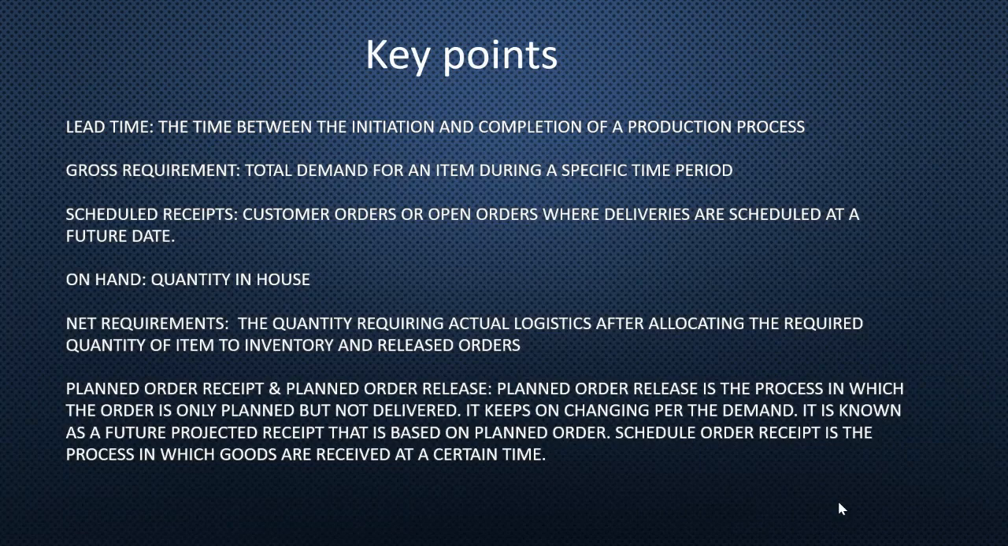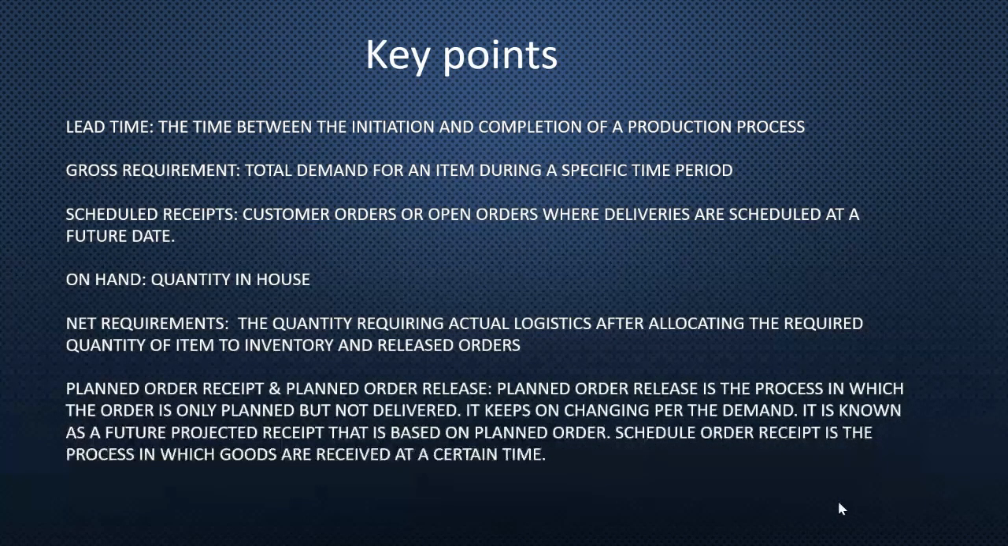Next is net requirement. The net requirement is basically the quantity requiring actual logistics after allocating the required quantity of the item to inventory and released orders. In formula, we have it like this: net requirement is equal to gross requirement minus the quantity in house, which is the on-hand quantity. So we'll get the amount of net requirement.